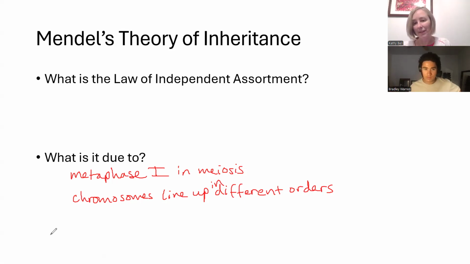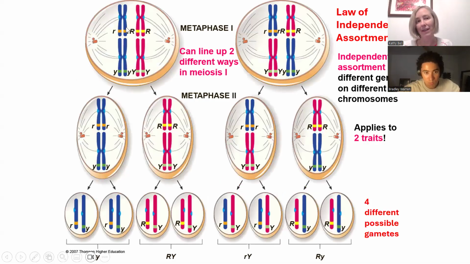So if we look at our picture, you can see that here we are in metaphase 1 of meiosis. They can line up this way or they can line up this way, and so you end up with different combinations of the R and Y genes together. So that's all the law of independent assortment means. It's only two genes, right? Yep. Independent assortment, you're looking at two genes, and with the law of segregation, you're just looking at one gene.